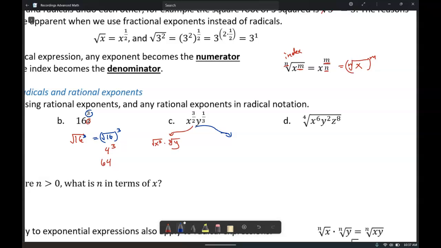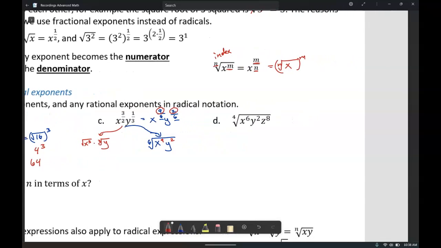And so if we rewrite this as x to the 9/6 times y to the 2/6, now we have a common denominator with those equivalent fractions, so that we can now use 6 as our index and take the 6th root of x to the 9th power and y to the 2nd power.